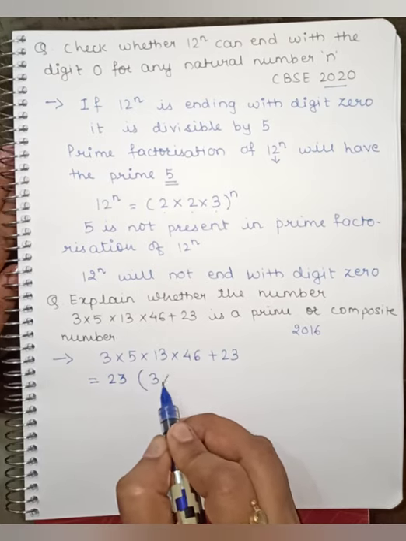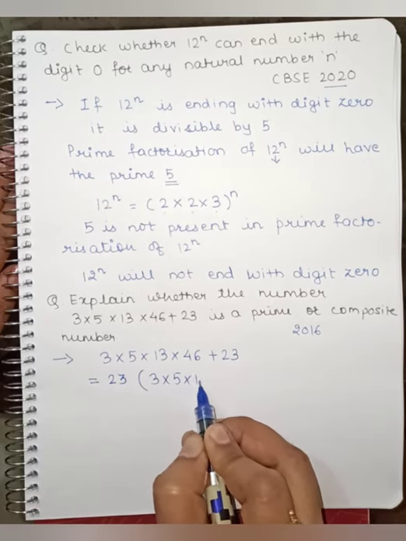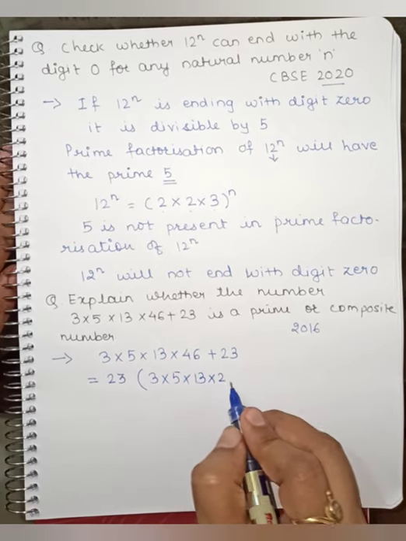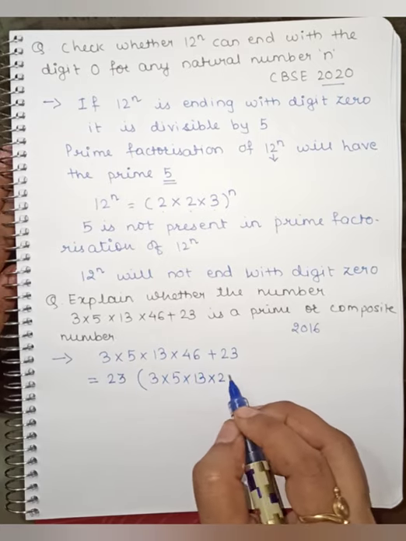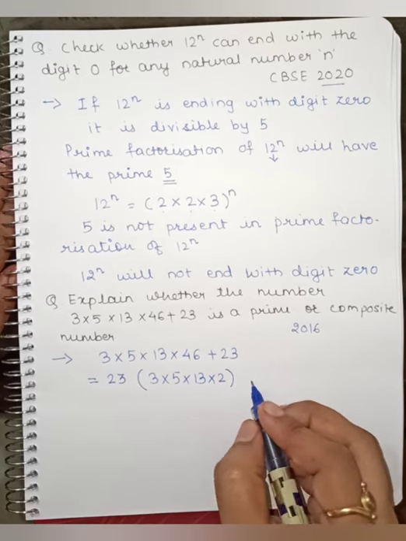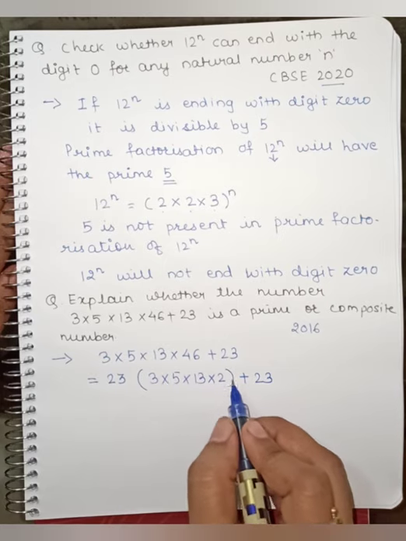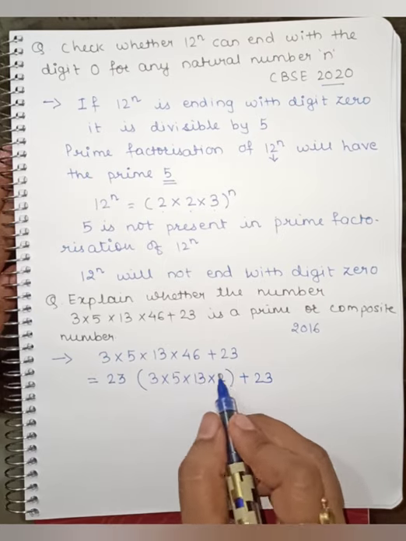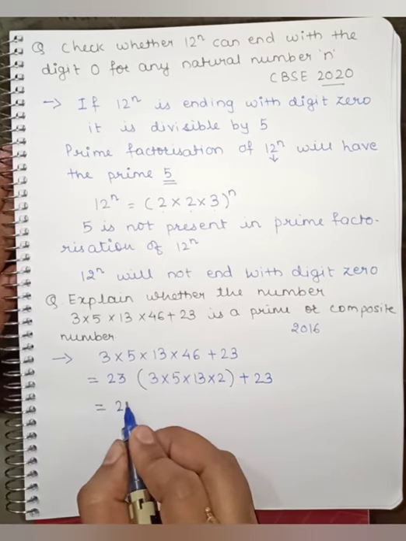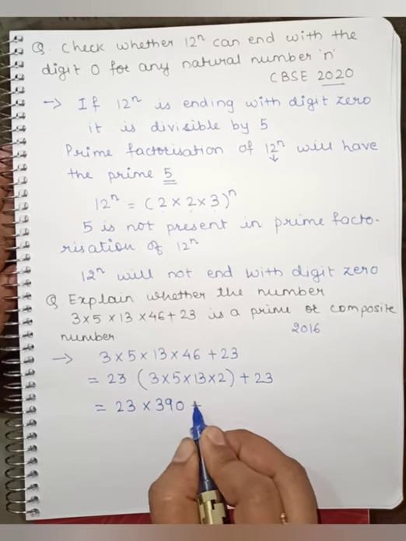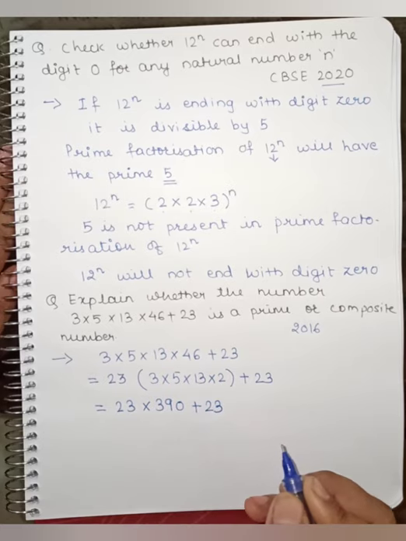Here 3 into 5 into 13 into, here instead of 46, now I will be writing it as 2. Okay. Whereas the next number 23 as it is. Now what is the multiplication of this? The multiplication of this whole number is 23 into 390 plus 23.